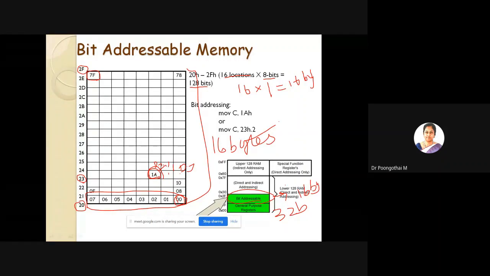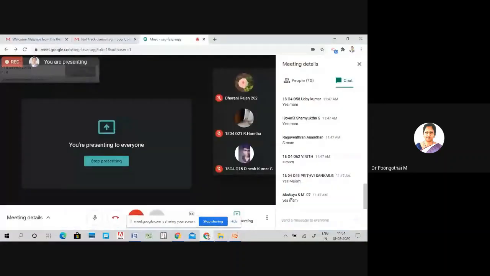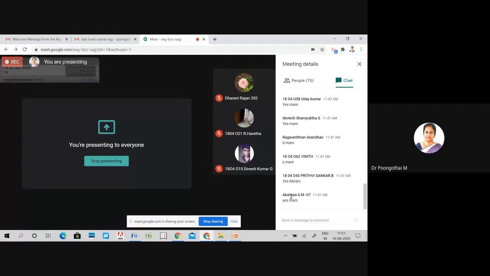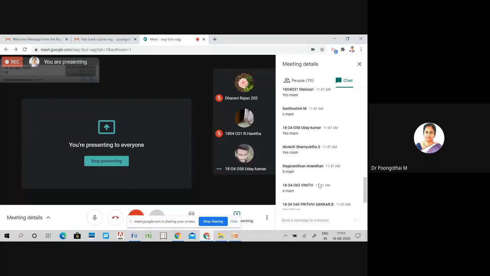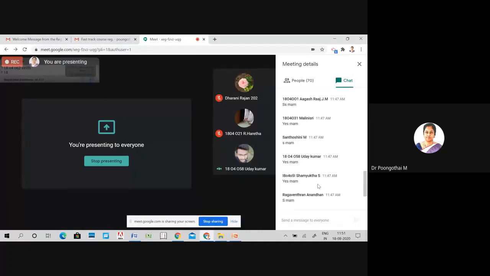So what is the purpose of this bit addressable region? Any idea about it? What is the purpose of the bit addressable region? What is the requirement? Udaya Kumar, can you answer that question?